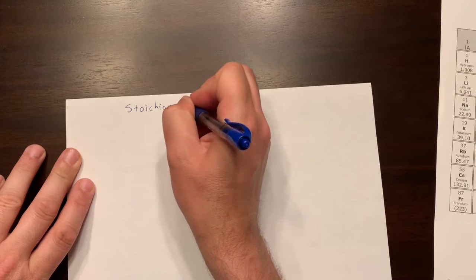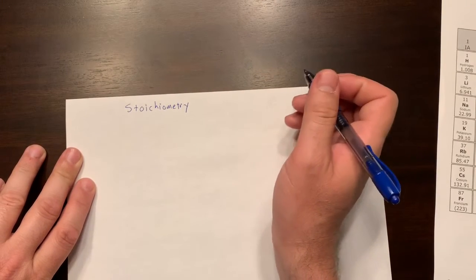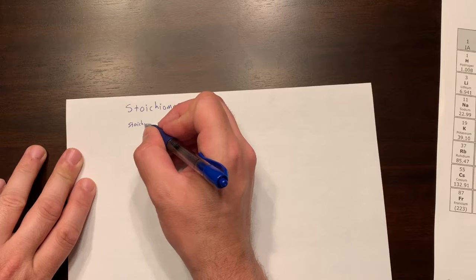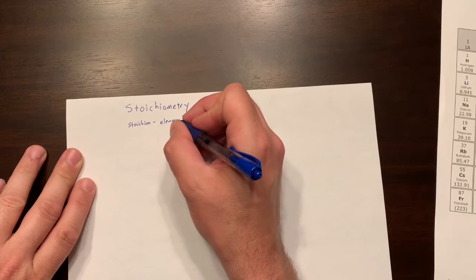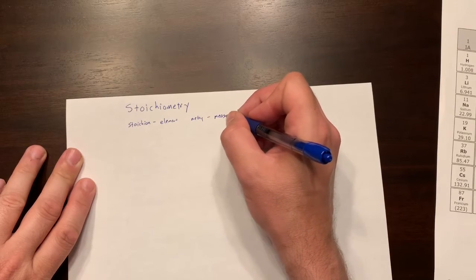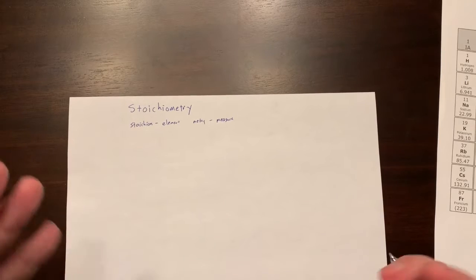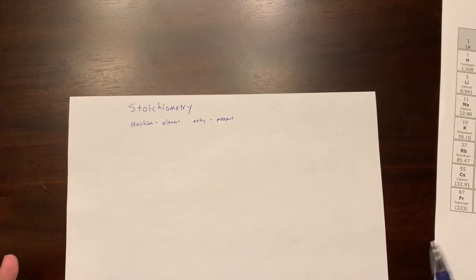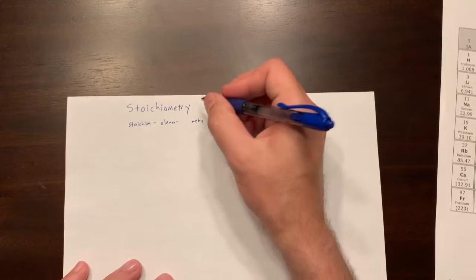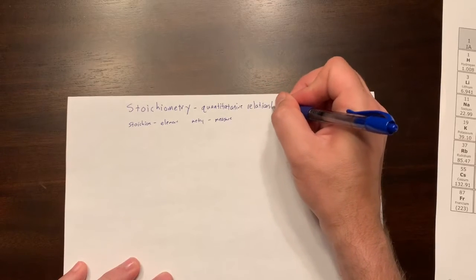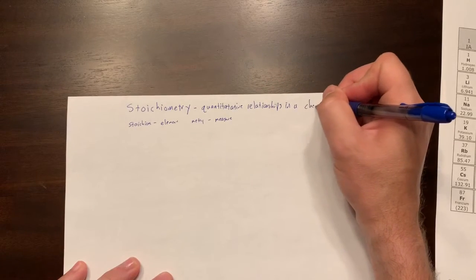Today, I'm going to teach you how to do stoichiometry. And stoichiometry comes from the Greek word stoichion, which means element, and metry, meaning to measure. So stoichiometry literally means measuring elements, but the modern meaning of stoichiometry is essentially determining quantitative relationships in a chemical reaction.